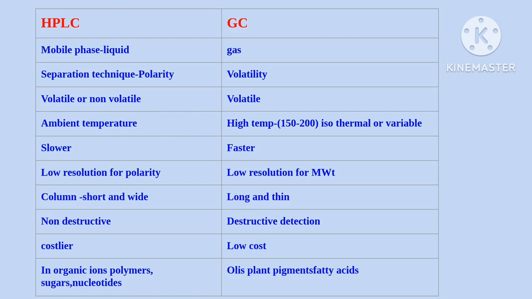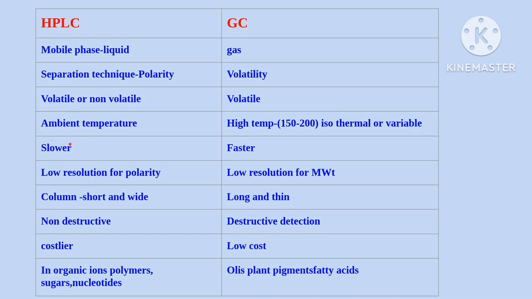Next one, temperature. Due to the volatility of the sample, GC needs to be done at a much higher temperature than HPLC. In fact, the column temperature in gas chromatography is usually between 150 to 300 degrees. In liquid chromatography, the operating temperature is room temperature, that is ambient temperature. Next, speed of elution. Due to the volatility of the sample and high column temperature, GC happens much faster in comparison to HPLC. GC elution can occur anywhere from a couple of seconds to a few minutes. Ultimately, the speed of elution depends on the sample being tested and the carrier gas flow rate.